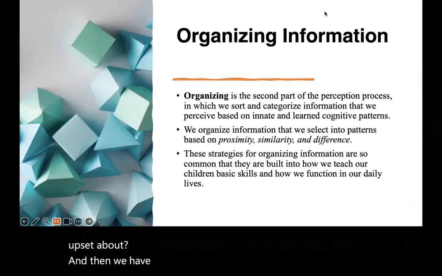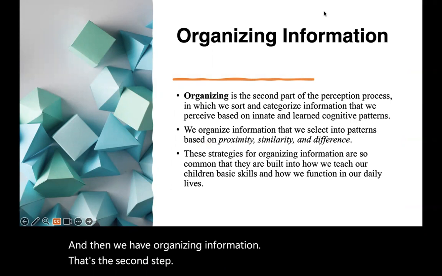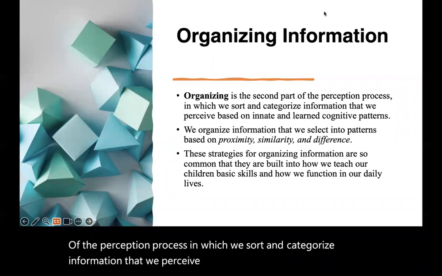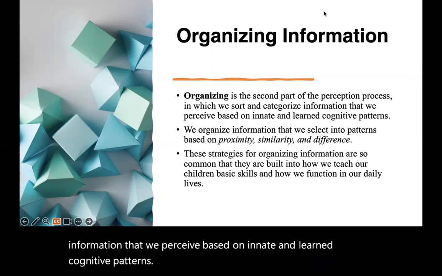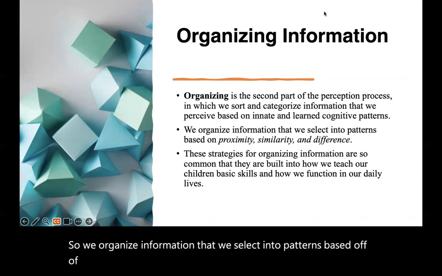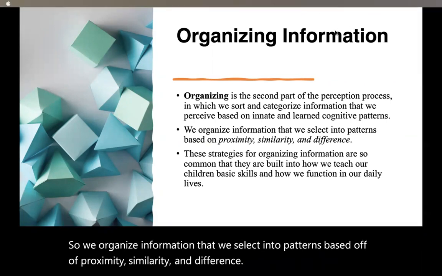And then we have organizing information. That's the second step of the perception process, in which we sort and categorize information that we perceive based on innate and learned cognitive patterns. So we organize information that we select into patterns based off of proximity, similarity, and difference.